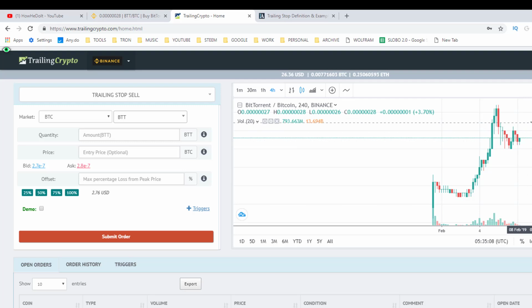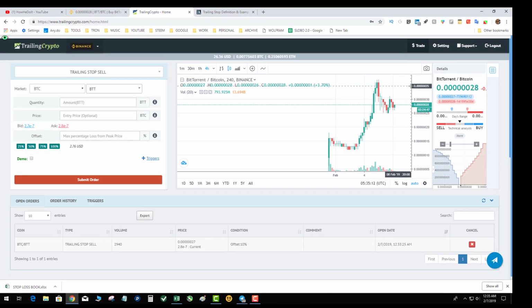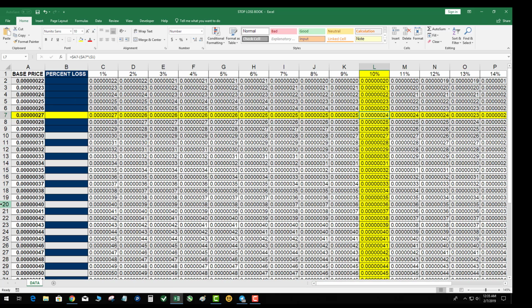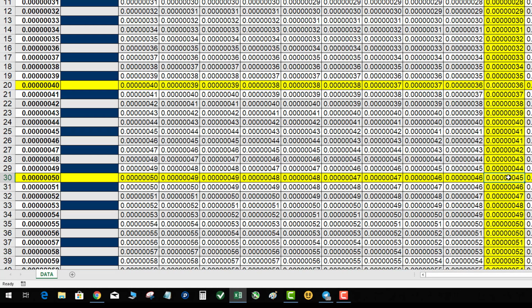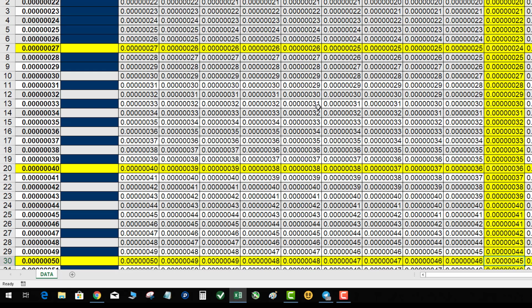Now, let's say that it continues to go up. Well, if it continues to go up, let's say it goes to 40 sats, okay? Let's say this baby pops up to 40 sats, all right? So let's go down to 40. That means that the order I placed at 10% would dynamically move up to 36 sats. So I would lock my profits in at 36 sats. Let's say it goes to 50 sats, okay? My order would move to 45 sats, meaning that if all of a sudden it dropped down to 45 sats, it would dynamically put the order in and it would sell and it would protect me from losses. But the most important part is it locks in your gains.